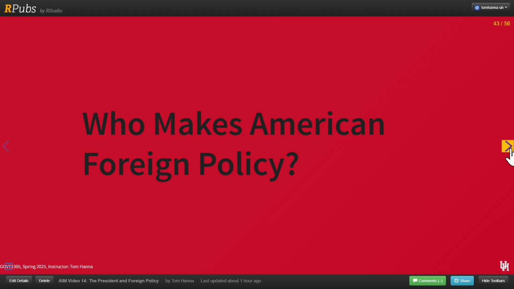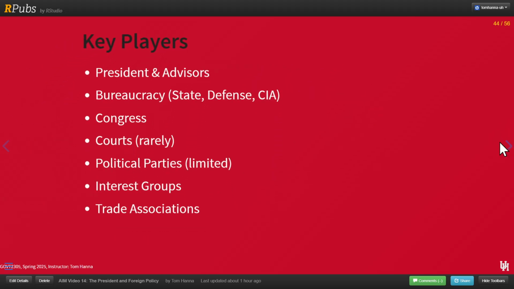Who makes American foreign policy? So the number one answer is the president and close advisors make foreign policy. In the bureaucracy, there are large groups of people working in the State Department, which is the Foreign Policy Department, the Defense Department, which is the military department, and the various intelligence agencies, especially the Central Intelligence Agency, that all advise the president on foreign policy, directly or indirectly. This is what these departments do, large parts of these departments.